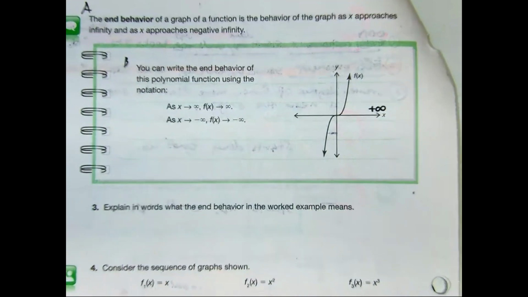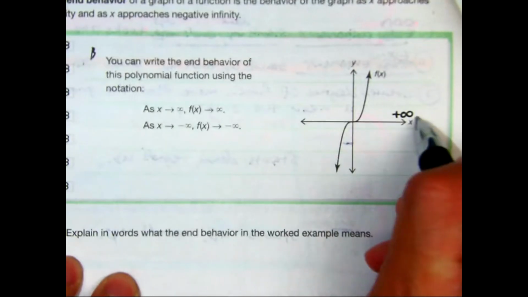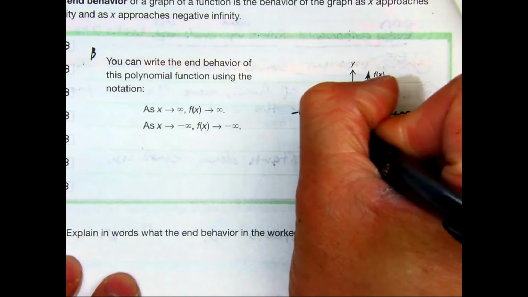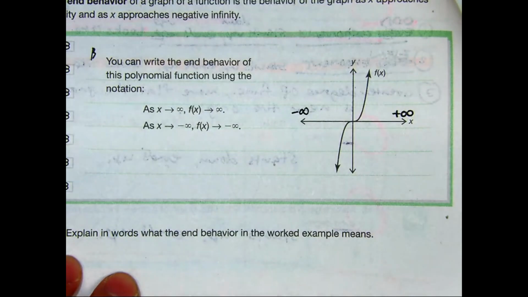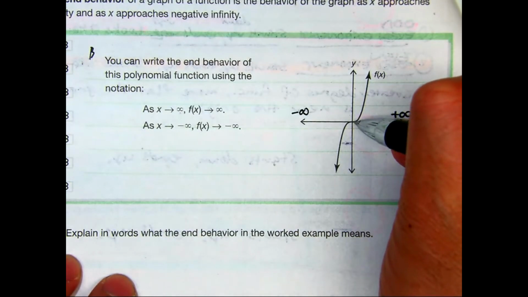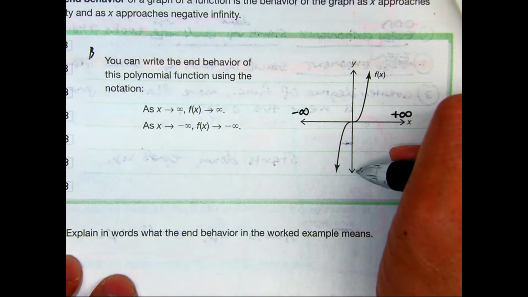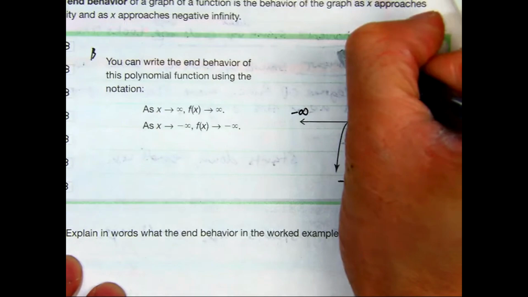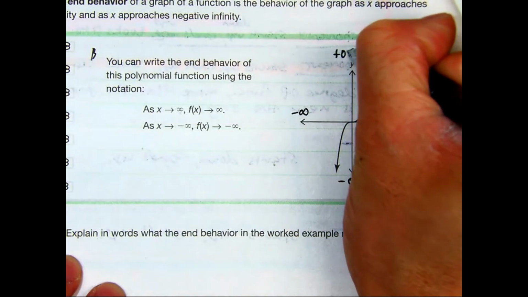So as we go to the right, the numbers are positive infinity on the x-axis, and as we go to the left, they are negative. And how about on the y values? If I go down, is that positive or negative numbers? So negative infinity and positive infinity.